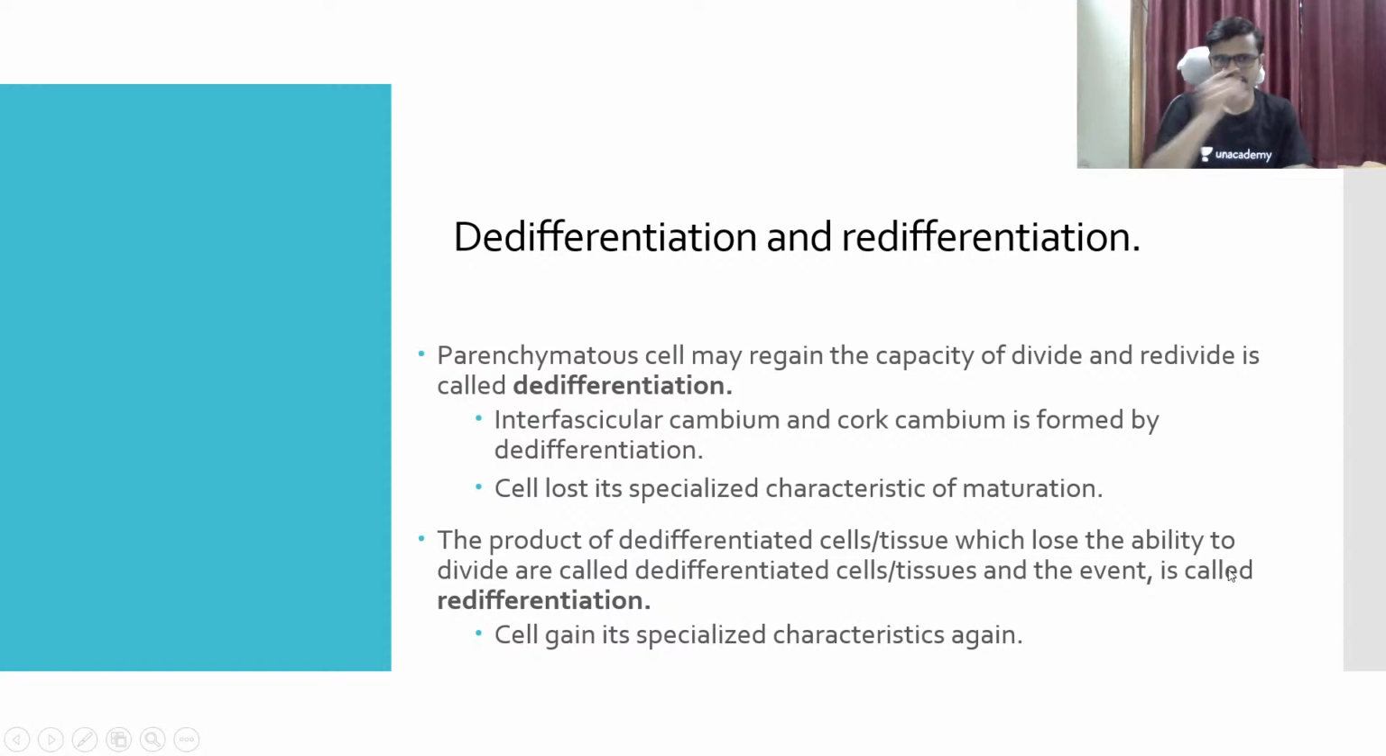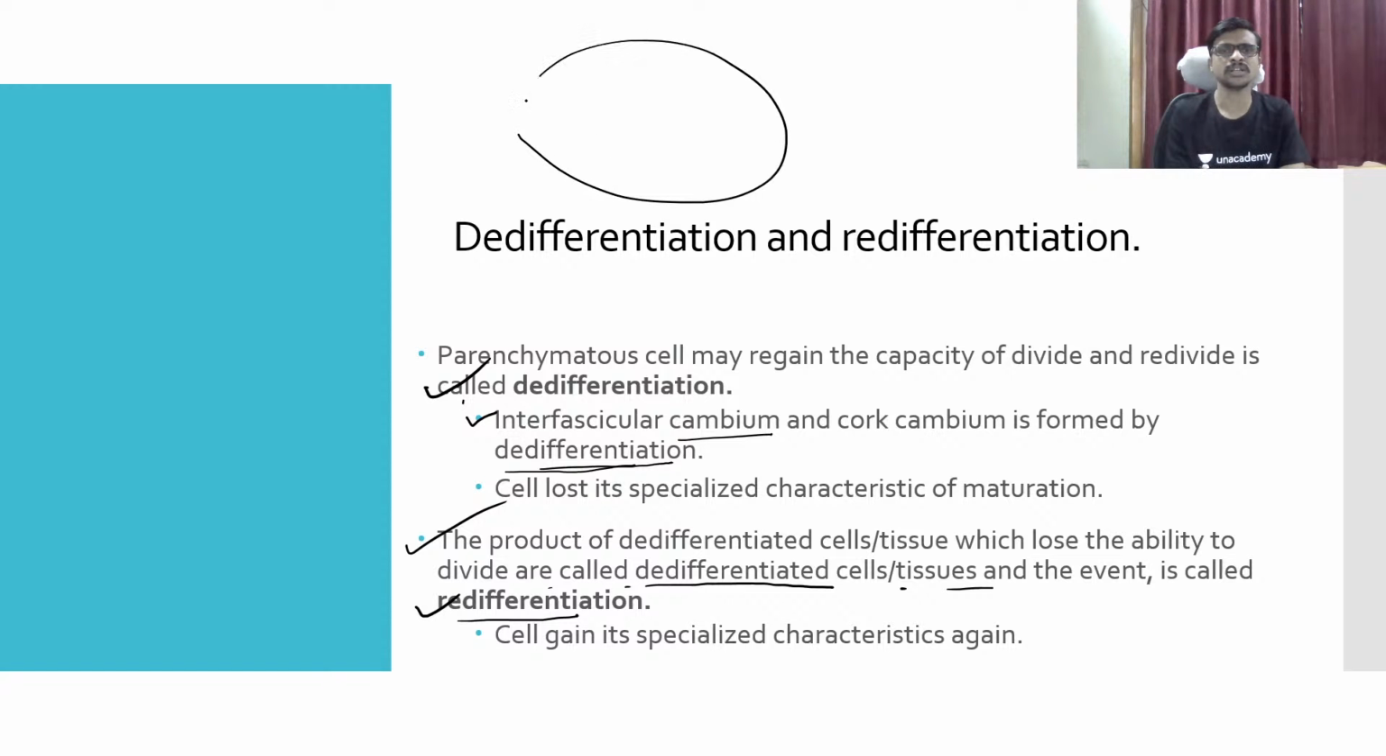Interfascicular cambium and cork cambium are formed from the dedifferentiation process. The dedifferentiation process is necessary for the formation of cambiums like interfascicular cambium and cork cambium. These cambiums are necessary for secondary growth. The product of a dedifferentiated cell or tissue, which has lost the ability to divide, is called differentiated cells or tissue, and the event is called redifferentiation. I already explained dedifferentiation and redifferentiation here in the form of the process.